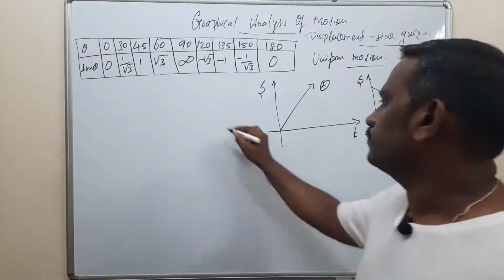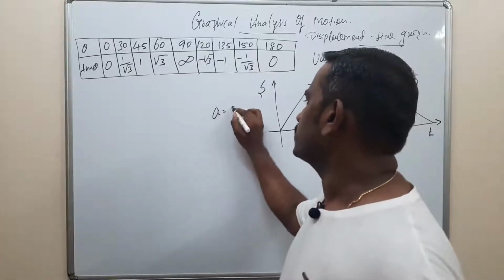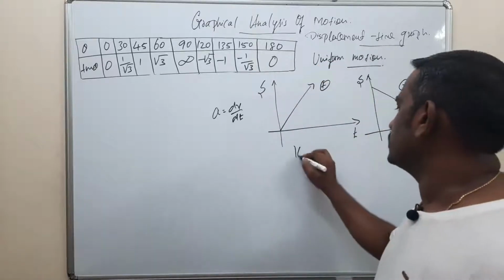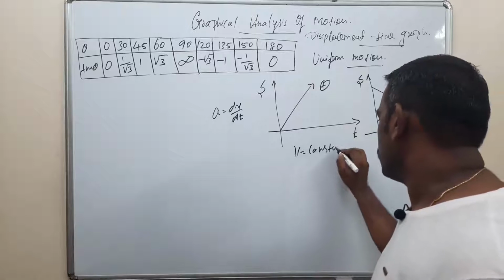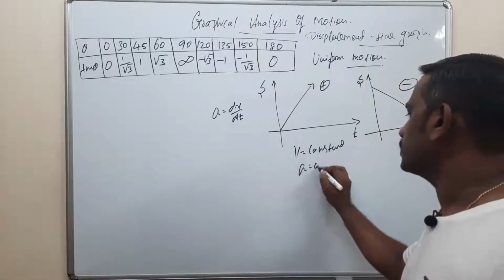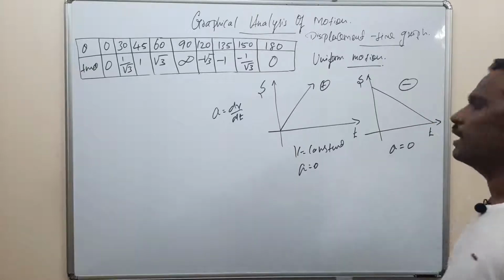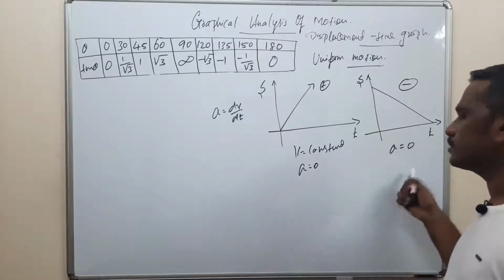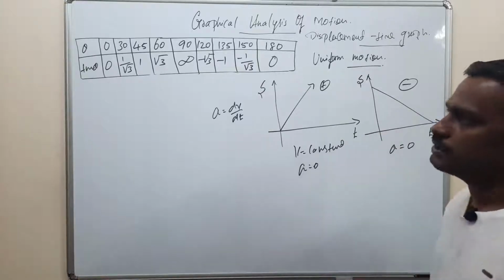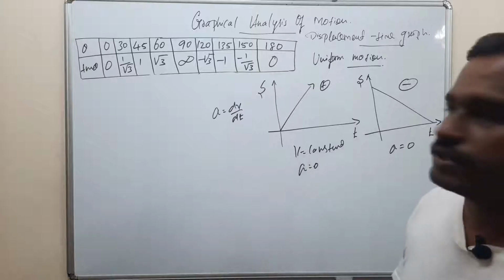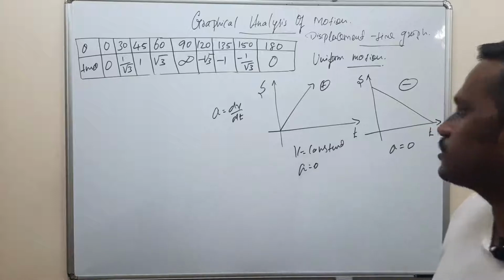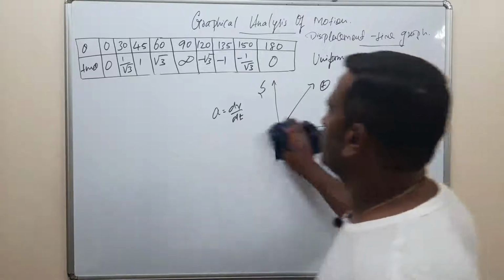Acceleration is equal to dv by dt. So here uniform motion means velocity is equal to constant. So in both the cases acceleration is equal to 0, because it is a uniform motion. Velocity is constant, therefore acceleration is equal to dv by dt, which is 0. Okay.